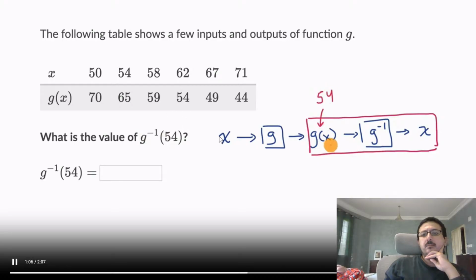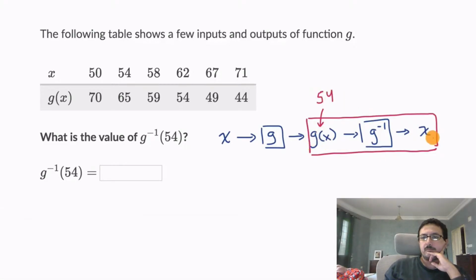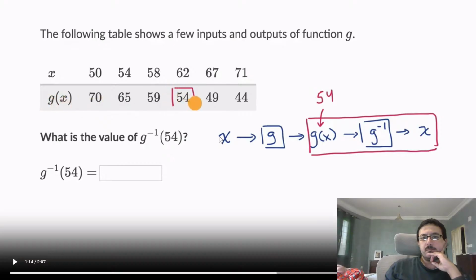What we want to say is, all right, when g of x is equal to 54, what is x? And we can see that right over here, when g of x is 54, the corresponding original input, one way to think about it, is 62. So this will be equal to 62. That's the inverse.